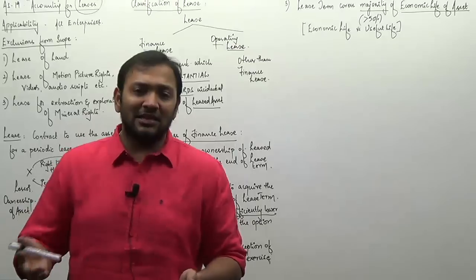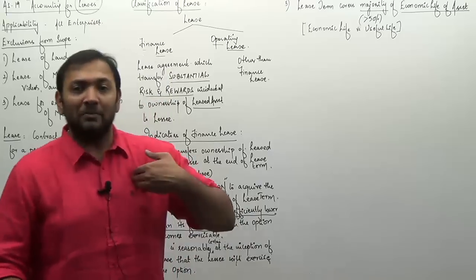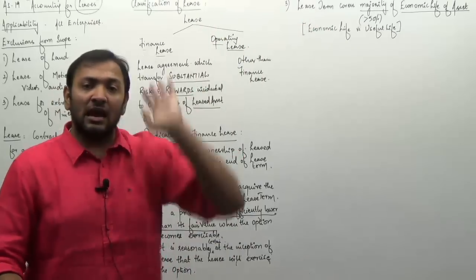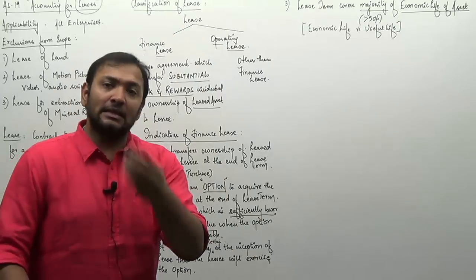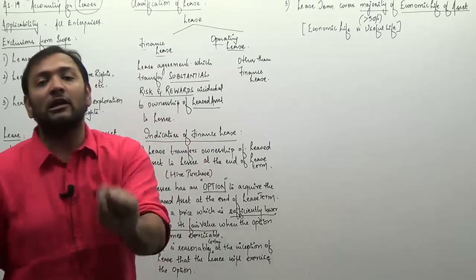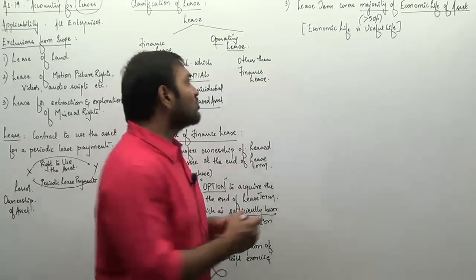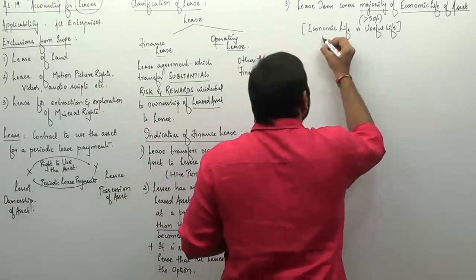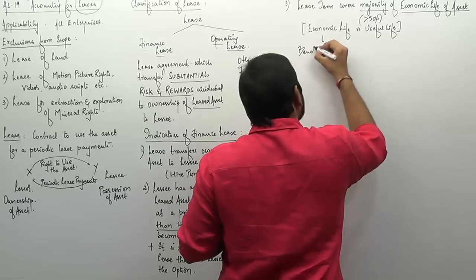Mr. Y used it for 1 more year. After that, there is no useful life left in the asset, because the asset has been used by me for 3 years, by X for 2 years, and by Y for 1 year. 6 years is already over. And I'll say that the asset is useless or it cannot be economically used. What is the meaning of economically used?